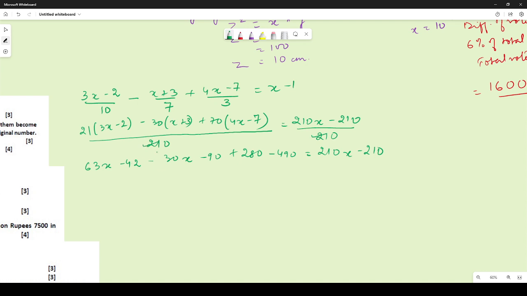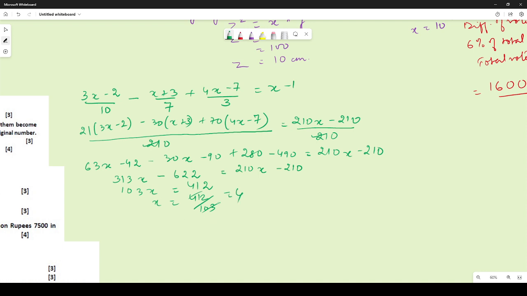Now when you add up, you get 313x minus 622 is equal to 210x minus 210. Now we take the x's to one side and we get 103x equals to 412. x is equal to 4.